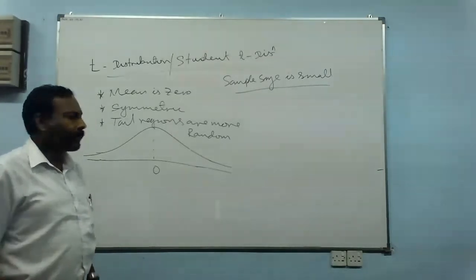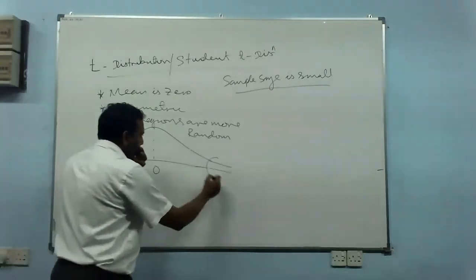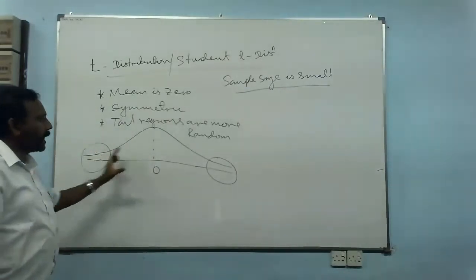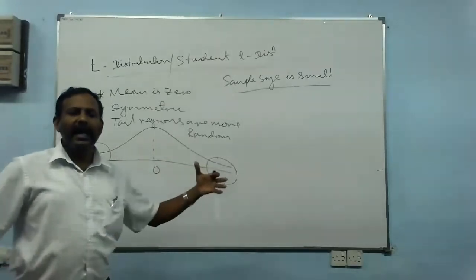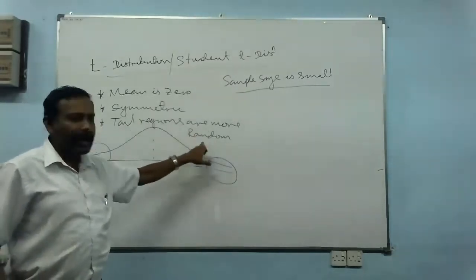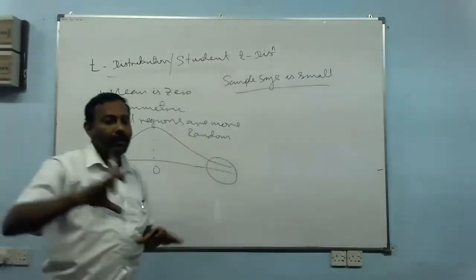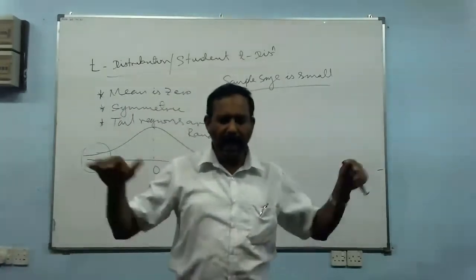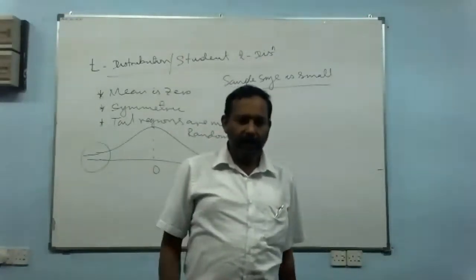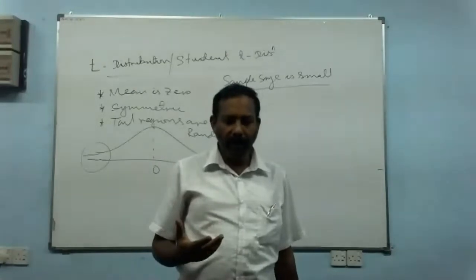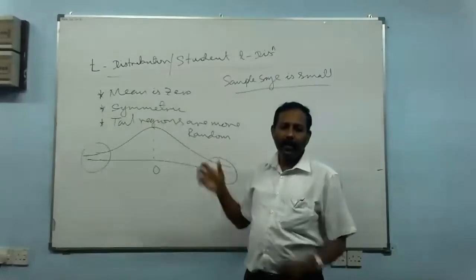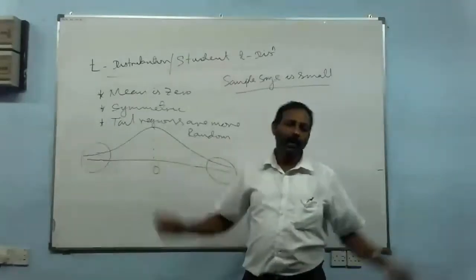Tail is more random means, we have the left side and the right side, and it can take any value. So that means the tail region is very large, longer compared to the normal distribution. In normal distribution, tail is very short. Here the tail is long, so indirectly it takes more random values.